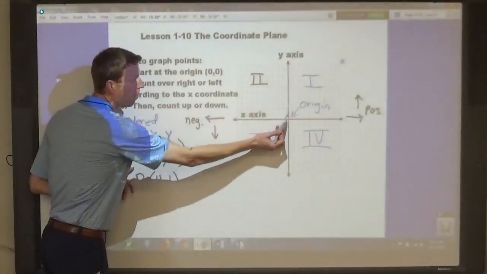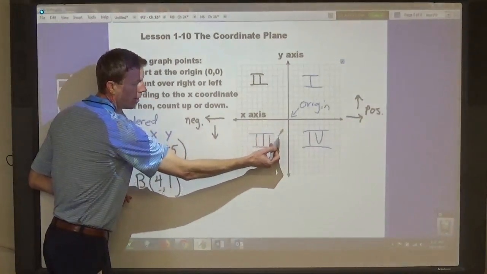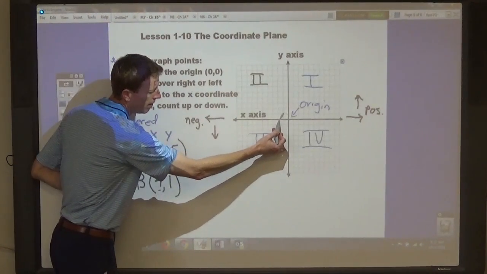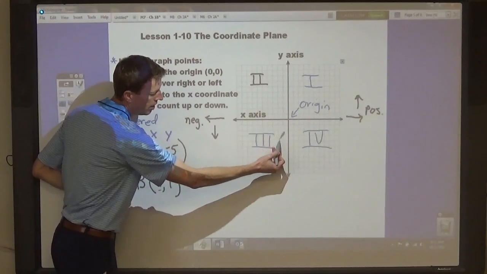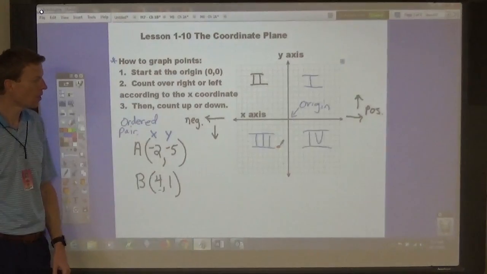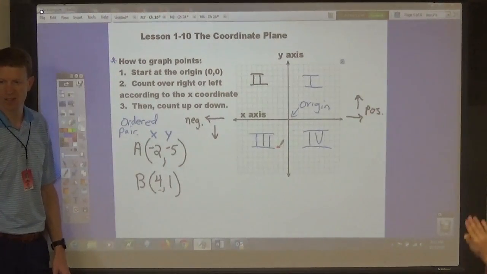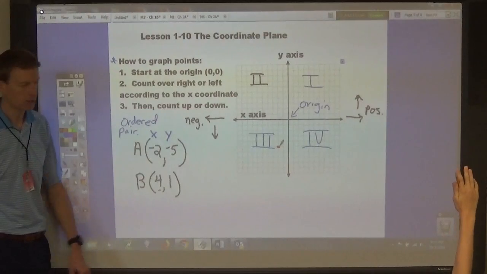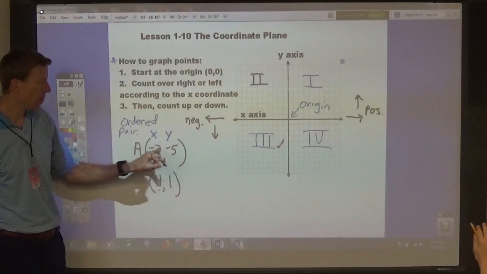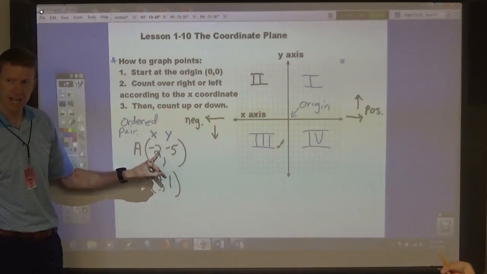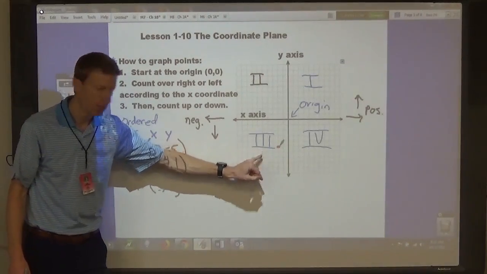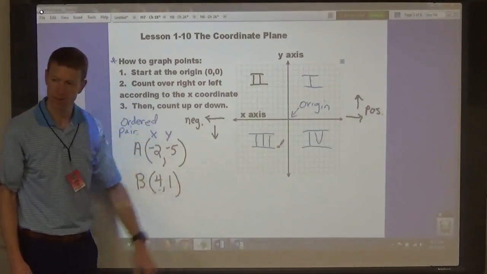So remember, don't mark the coordinate until you've gone both numbers. You go negative 2, and then 1, 2, 3, 4, 5. Then mark that point. What quadrant is that in? Kate? Quadrant 3. Yep. Quadrant 3, anytime you have an ordered pair that is negative, negative, it will always get you to quadrant 3. Because you'll always go left and then down.